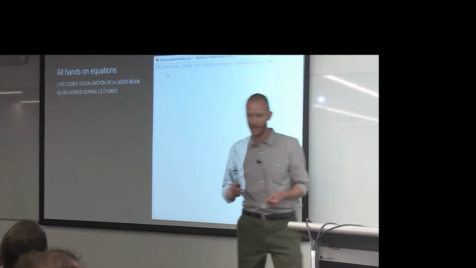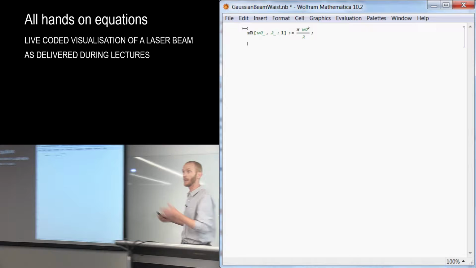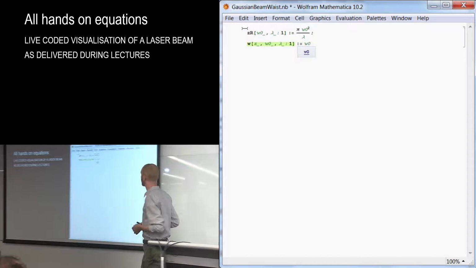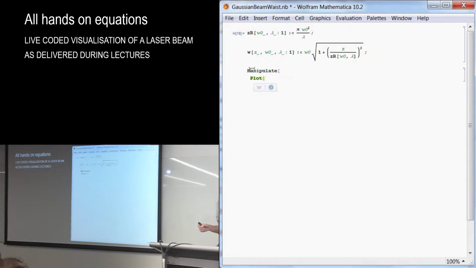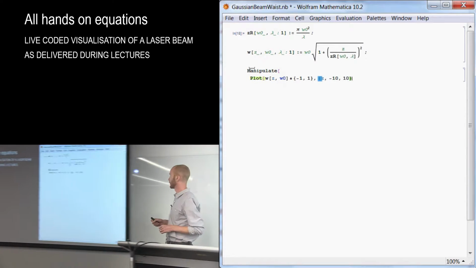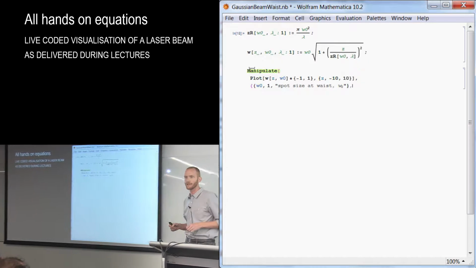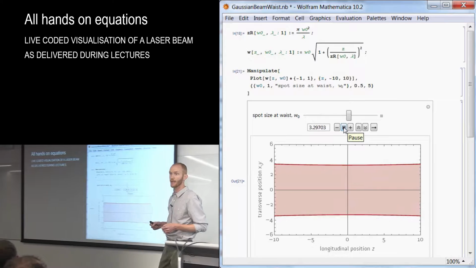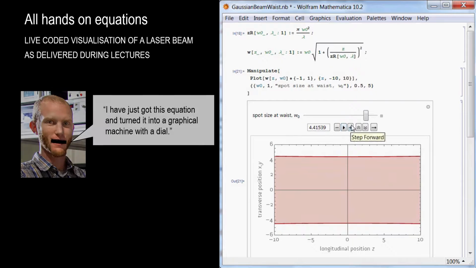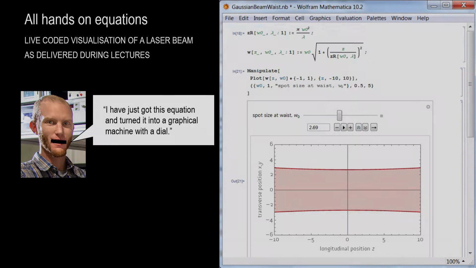Here's an example of a live visualization that I write during lectures. It's of a laser beam. And I write the simulation from a blank Mathematica notebook from scratch, and in a few lines of code, and not much work at all, just a few lines of mathematics, I get an interactive visualization of this laser beam, and it provides a teachable moment for something that I can be heard saying during the lecture recording. And now I really just have got this equation and turned it into a graphical machine with a dial.